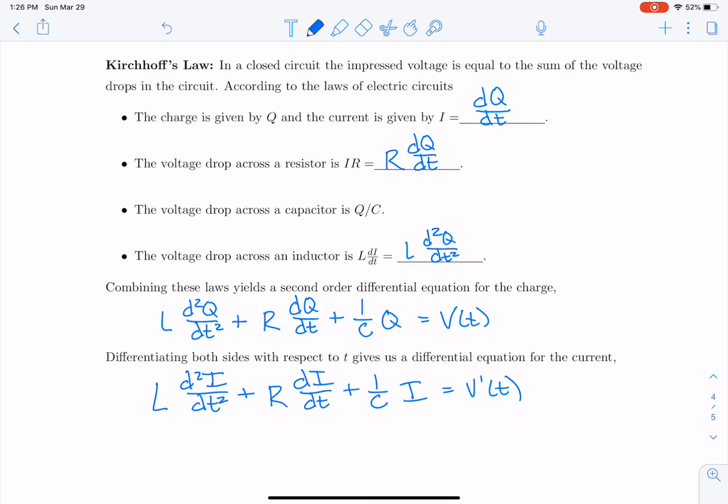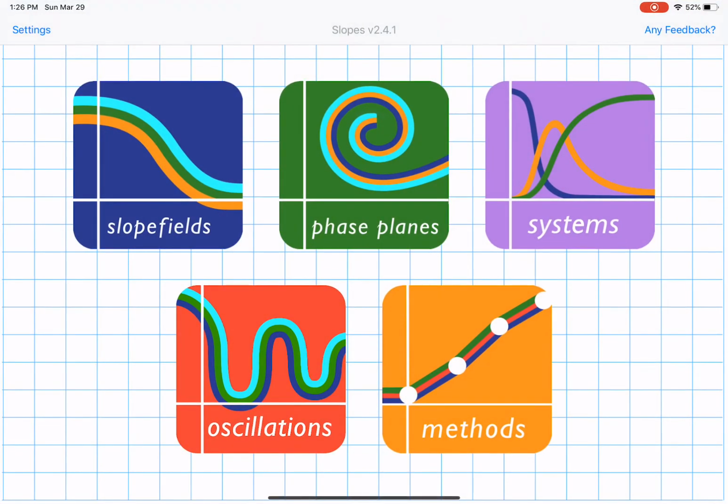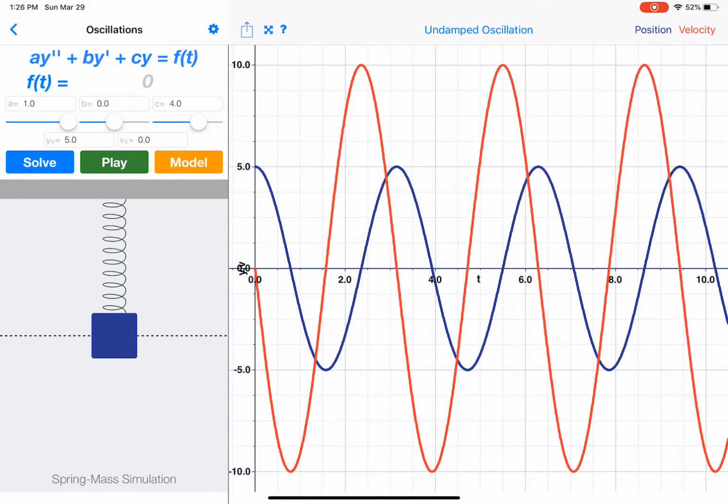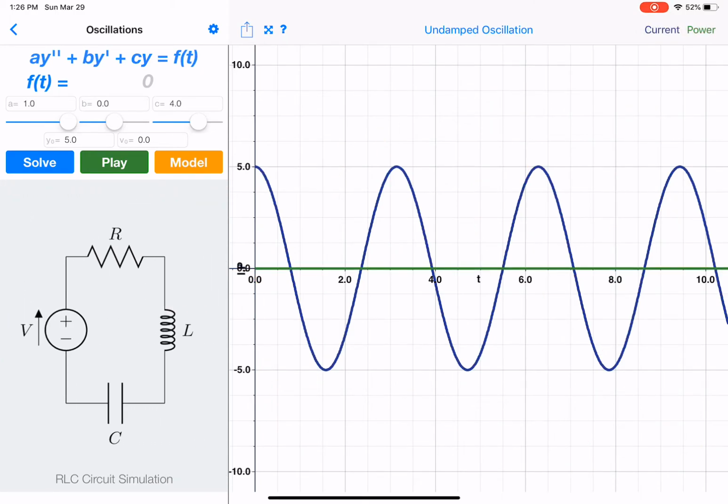So what I'm going to do is I'm going to open up Slopes, and I'm going to plot two things in Slopes. I'm going to plot the current, and then I'm also going to plot the power, and the power for this circuit is going to be equal to I squared times R. So those are the two things that I'm going to plot. So I'm going to open up Slopes, and I'm going to open up the oscillations, and we see our mass spring system here. But if we use our finger and slide this over, we now can look at the electric circuit.